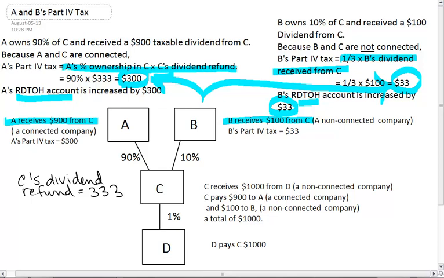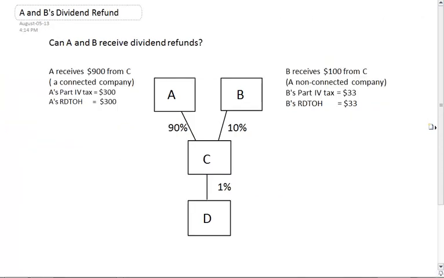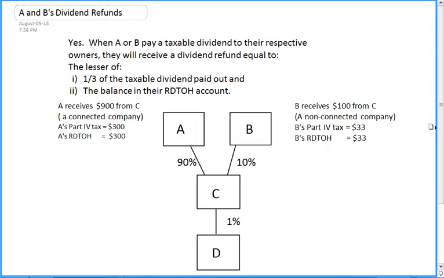So can A and B receive a dividend refund? Yes, they can. When A and B, or one of them, pays a taxable dividend to their respective owners, they will also receive a dividend refund, and that dividend refund will be equal to the lesser of 1/3 of the dividend they pay, the taxable dividend, and the balance in their RDTOH account.